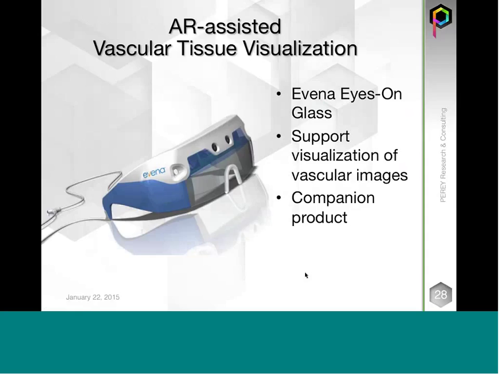Sometimes the nurse or a physician has to do a drip or give people an injection of some kind, and this can be difficult to do for a variety of reasons: skin color, small veins, et cetera. And so Avena is a company that has developed a product called Eyes on Glass using the Epson Moverio platform. It uses infrared and near-infrared light to support the visualization of vascular images. It's a companion product to products that Avena has already been providing for blood and those related vascular kinds of procedures in the medical setting.